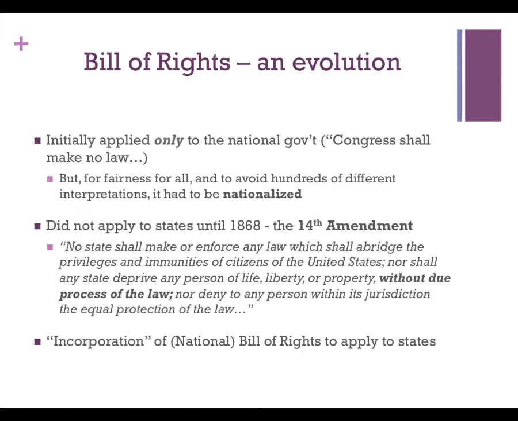But in order for there to be fairness for all people, there has to be uniformity in the application of the law, right? You can't have a federal law that extends freedom of speech for people, and in Indiana, let's say, the state government rules against it. Or you can't have freedom of religion, nationally speaking, except in Idaho, where there is a state religion. So to avoid the hundreds, if not thousands, of different interpretations and applications of the same federal laws at the state level, the Bill of Rights had to be nationalized.